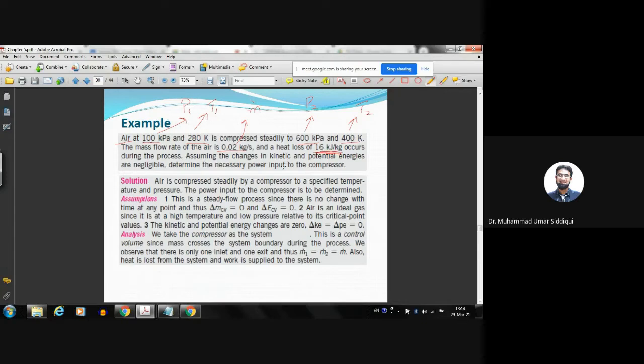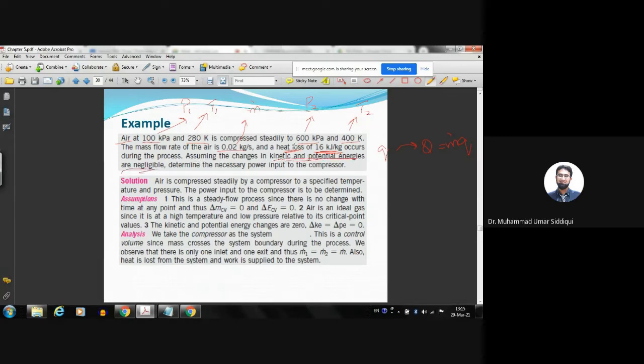Now have a look here. There is a heat loss of 16 kilojoule per kg, which means that the compressor is not adiabatic. So this is Q, but I will not write capital Q here. I will write small q, because it's not in kilojoule, it's kilojoule per kg. But if you know small q, you can find capital Q, because capital Q is basically m dot, the mass flow rate, multiplied with q, which gives us kilowatt. So this is the amount of heat loss, Q. This occurs during the process, assuming the changes in kinetic and potential energies are negligible.